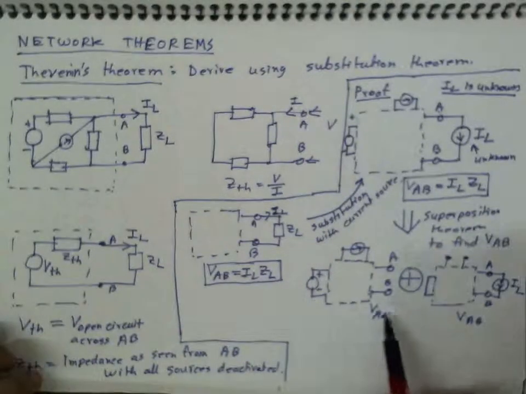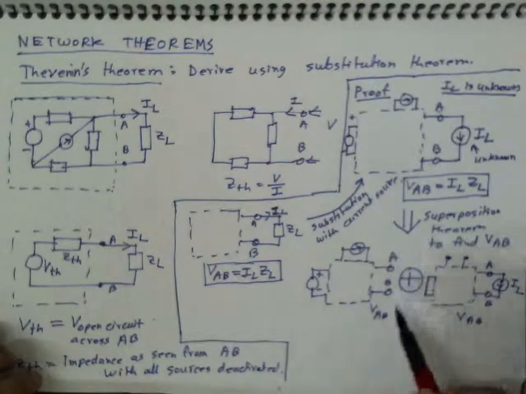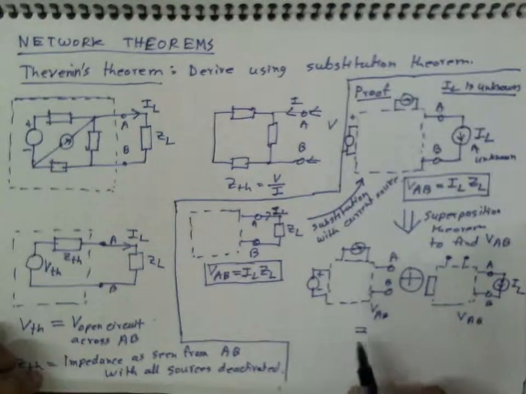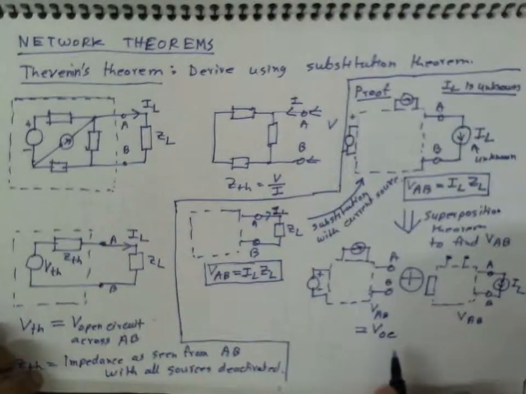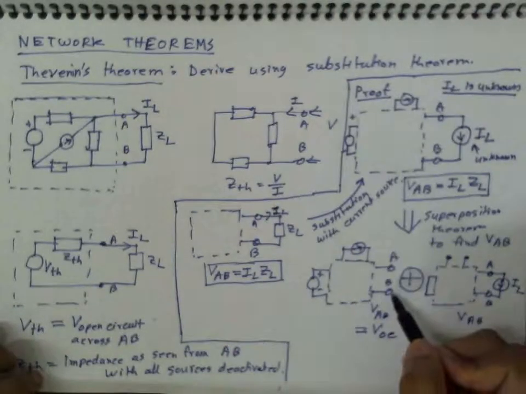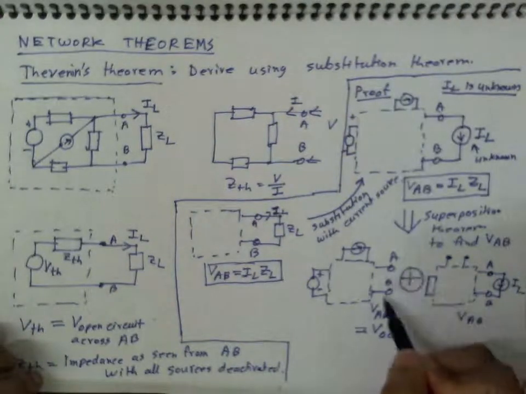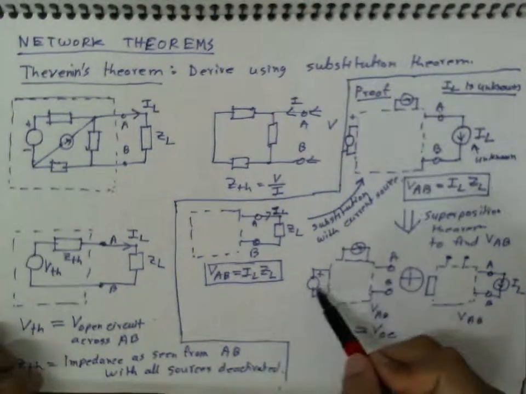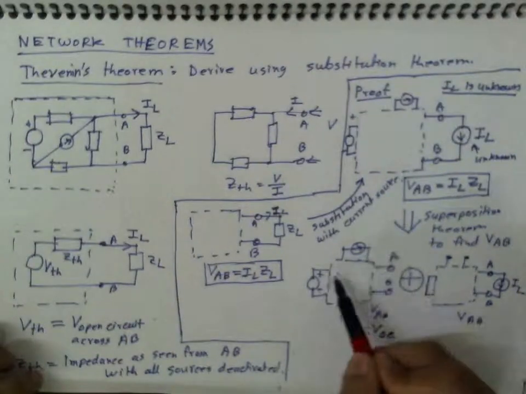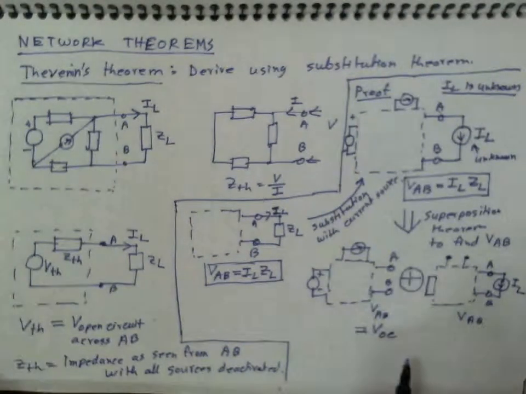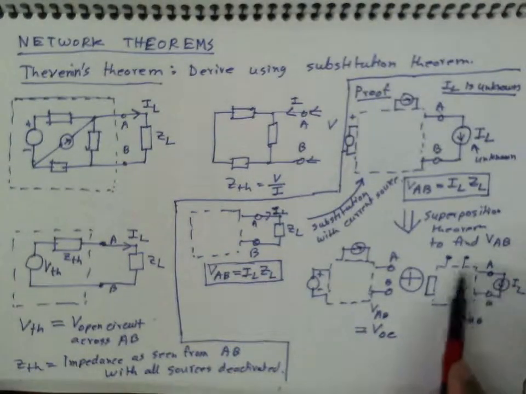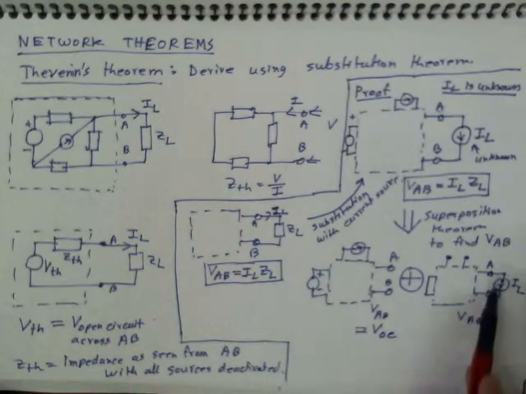Now, what is VAB here? This is, by definition, nothing but V open circuit, right? That is the voltage that appears across these two terminals when nothing is connected externally, but these internal sources are present and active. So this VAB is VOC, by definition, the open circuit voltage. And what will be this VAB?